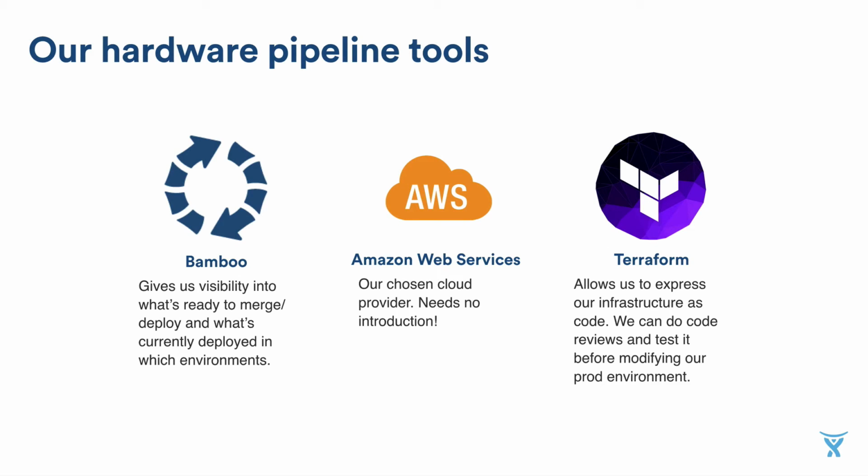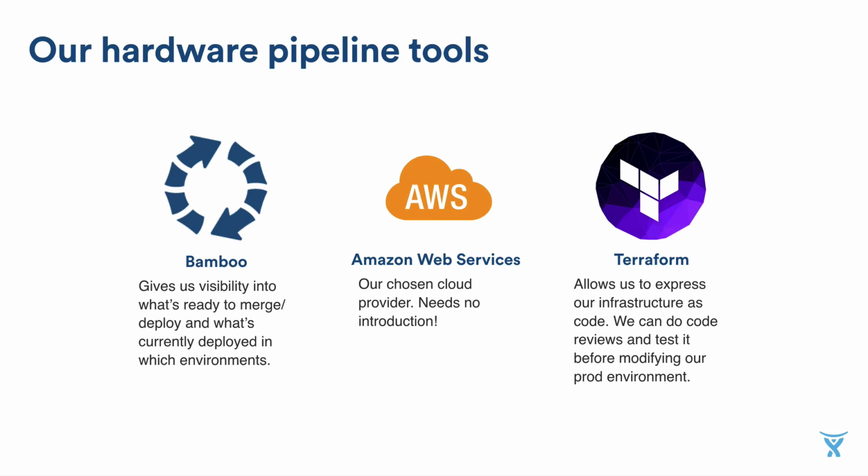All right, so our second most important pipeline is our hardware pipeline. We refer to this internally as our Terraform pipeline. As before, Bamboo manages everything from start to finish, and it gives us visibility into what's deployed where. We make heavy use of Amazon Web Services like EC2, S3, RDS, IAM, lots of things.